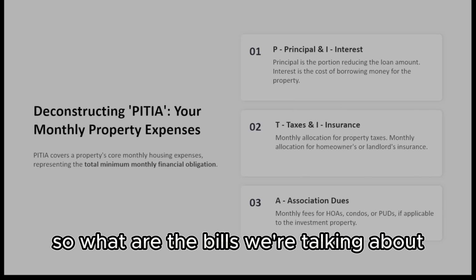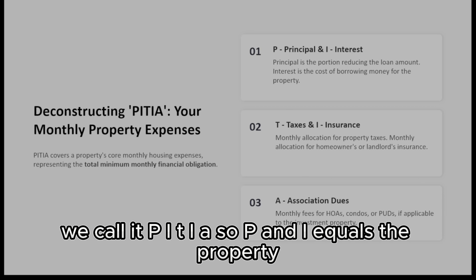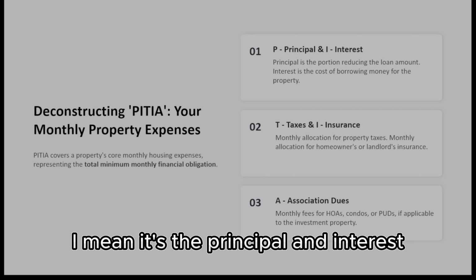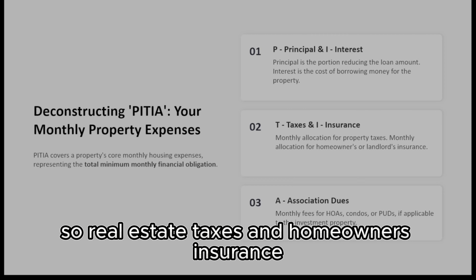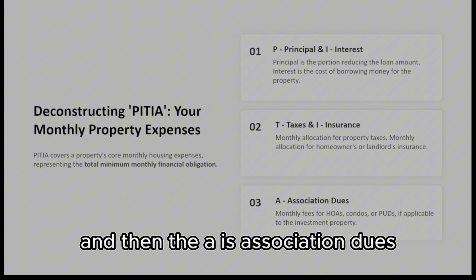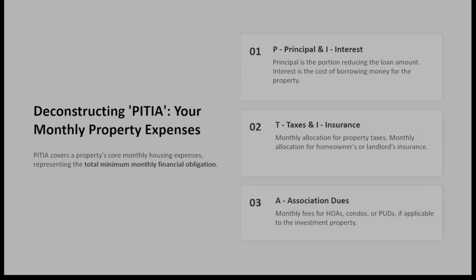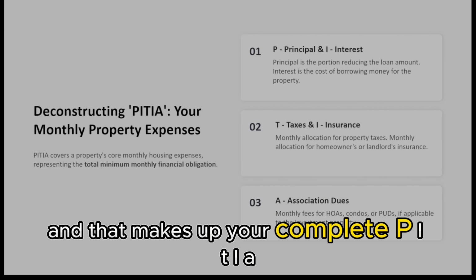So what are the bills we're talking about? We call it PITIA. So P and I equals the principal and interest. T and I equals taxes and insurance, so real estate taxes and homeowners insurance. And then the A is association dues like HOAs or condo fees. And that makes up your complete PITIA.